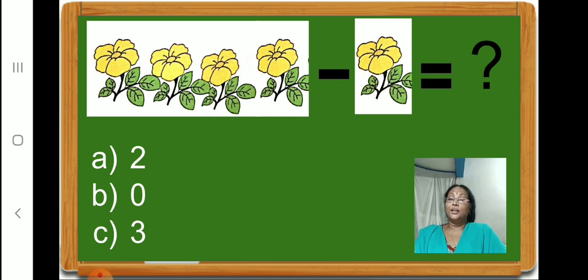Children, look at the screen properly. On the screen, 3 answers are given. From this, we have to select the correct answer. Okay? So, therefore, 4 minus 1 is equal to 3. Right? So, let us select the correct option C, 3.